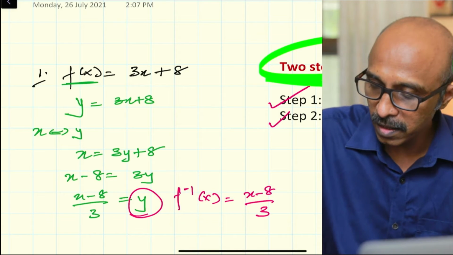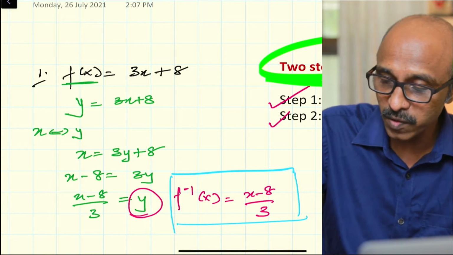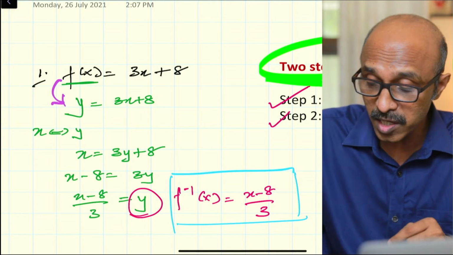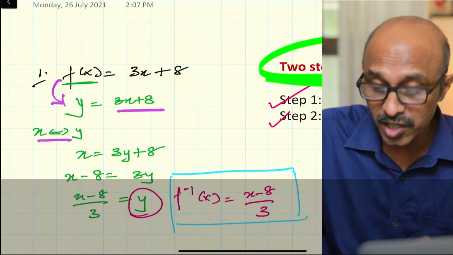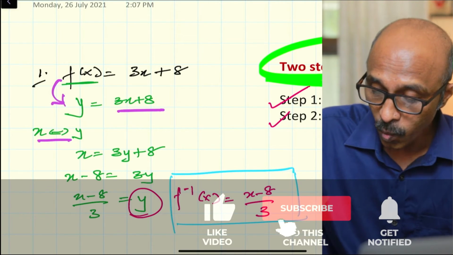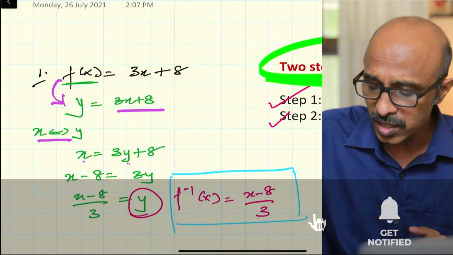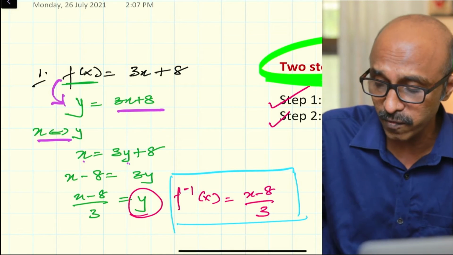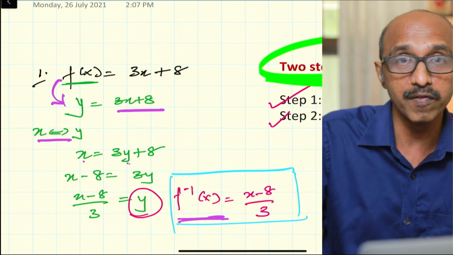All right, let's go over the steps again. What did we do first? We had f of x. So the first thing we did was we identified f of x as y. Remember, y is equal to f of x. So y is equal to 3x plus 8. Then we interchanged x and y. Wherever there was y, we wrote x, and wherever there was x, we wrote y. And then we simply had to rewrite that equation in terms of y, making y the subject of the formula. And the new y will give us the inverse of the function.